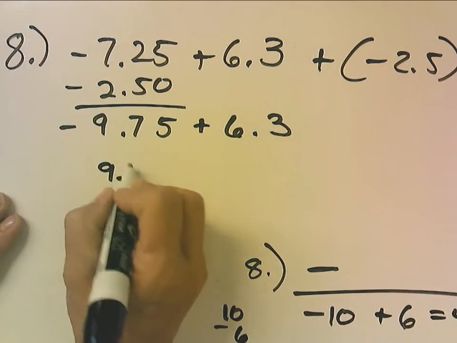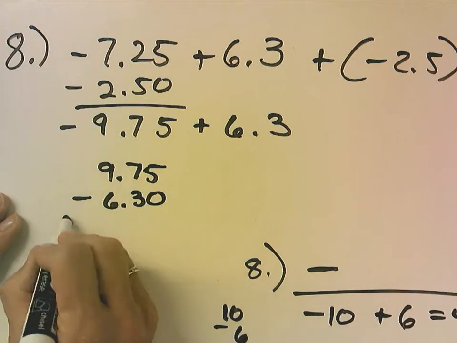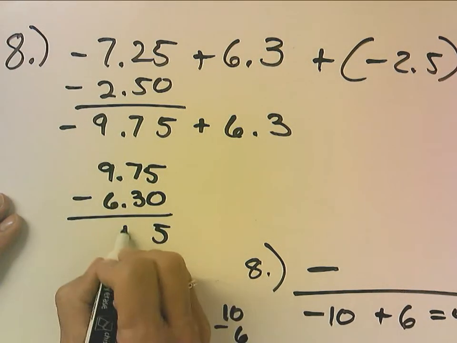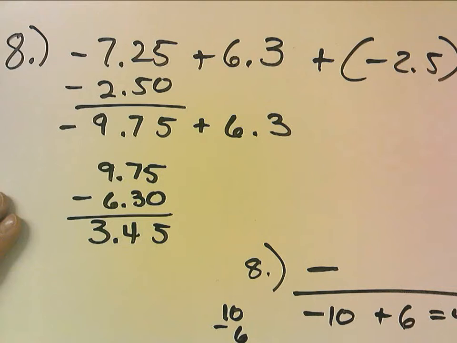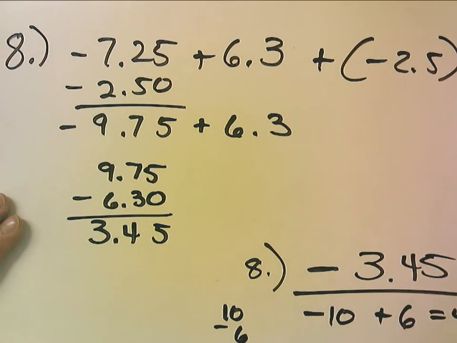Which means I'm going to do 9.75 minus 6.3. And I get 3.45 negative, which is close to negative 4. So I feel good about that. Okay, so the rest I'm going to let you finish on your own.